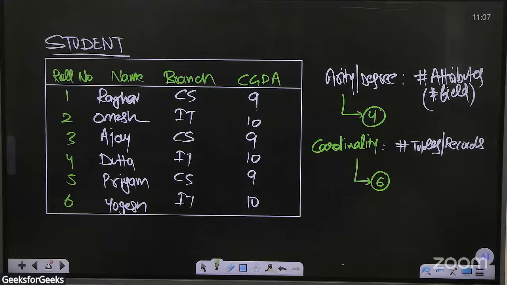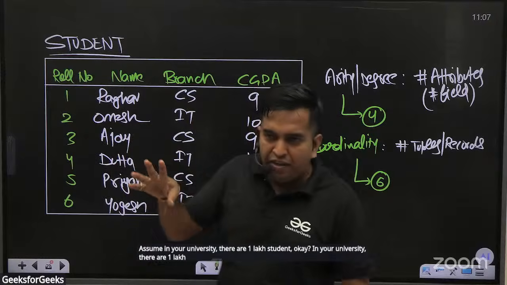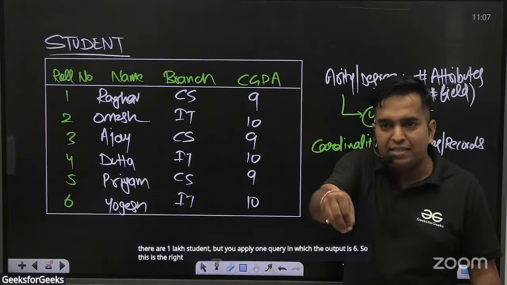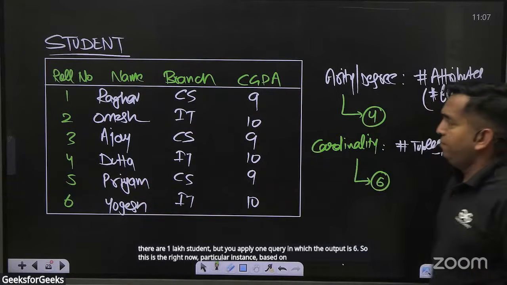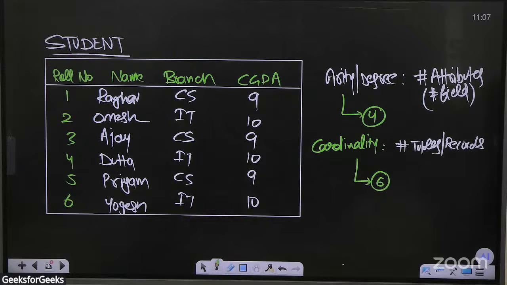Whatever query you are applying, that is the output. Assume in your university there are 1 lakh students, but you apply a query in which the output is 6. So this is the particular instance right now, based on that query. The total number of records is called cardinality.